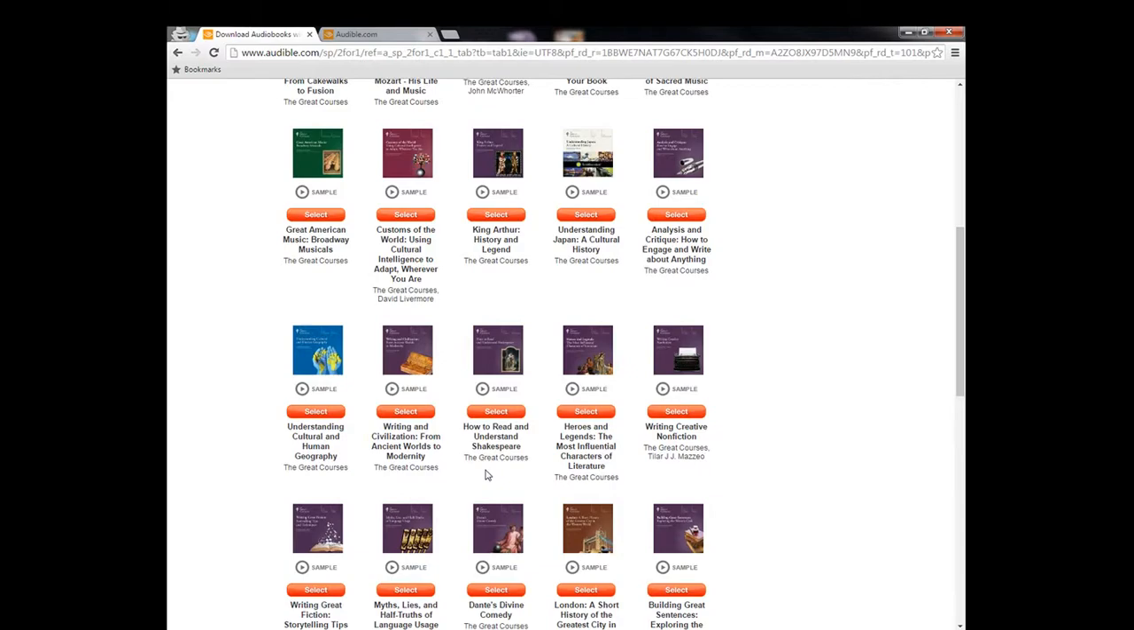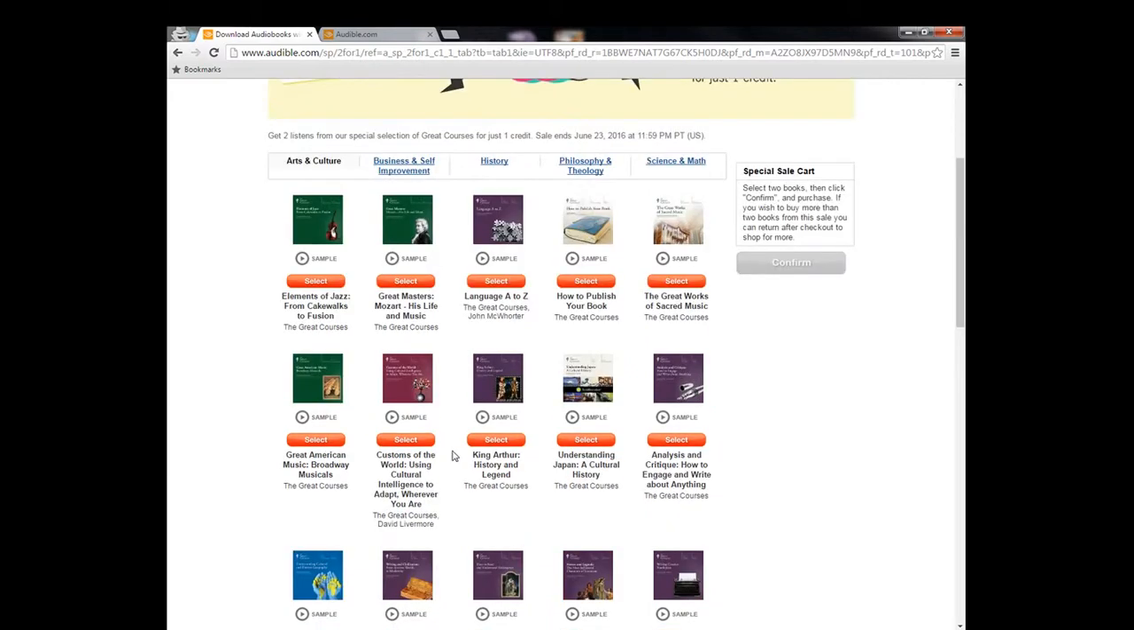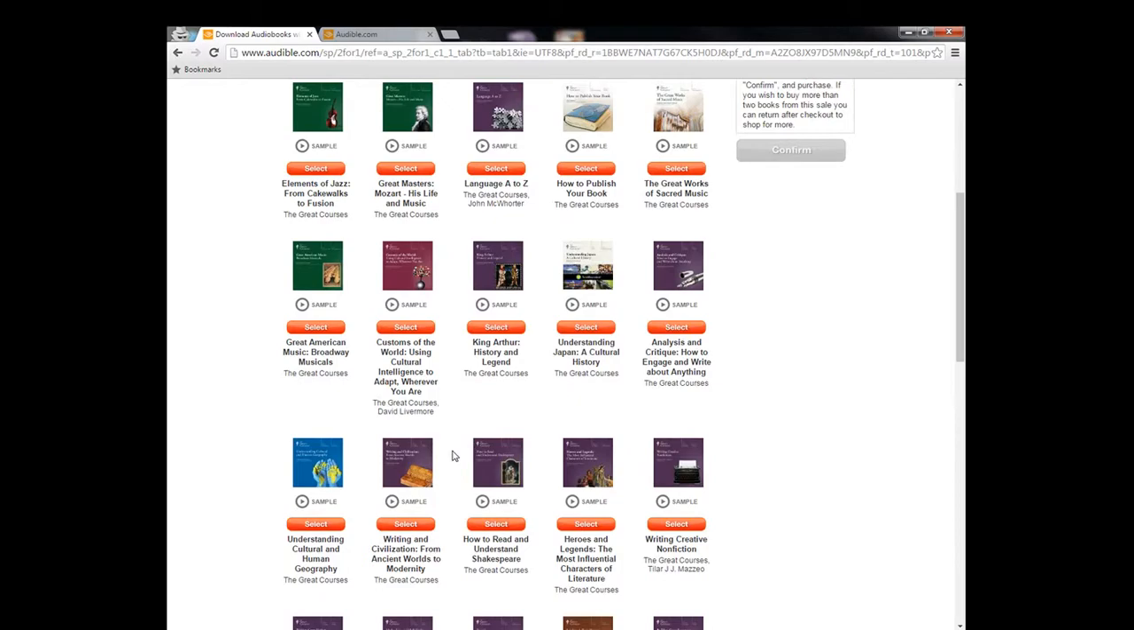Anyway, so the first category, man, is arts and culture. There are some fantastic books here. It really depends on what you like. If you really like King Arthur, this book is pretty highly recommended. I think this is the one. Let's go over here.